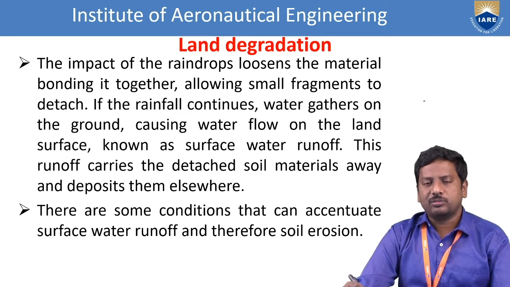If surface water is more, it can cover the entire area of the land surface, which helps plant growth. Otherwise it can cause many land degradation phenomena. There are some conditions that can agitate surface water runoff, and therefore soil erosion takes place.